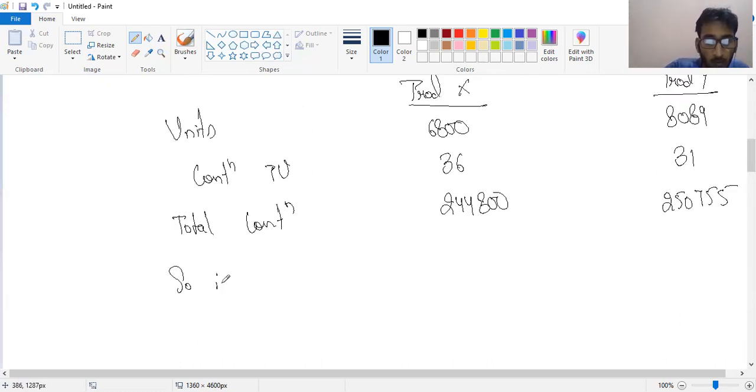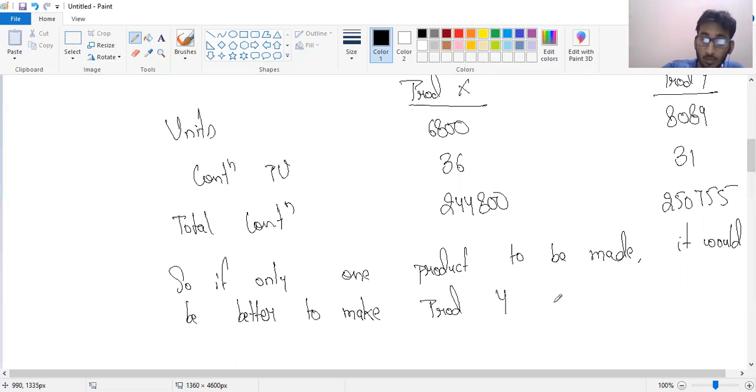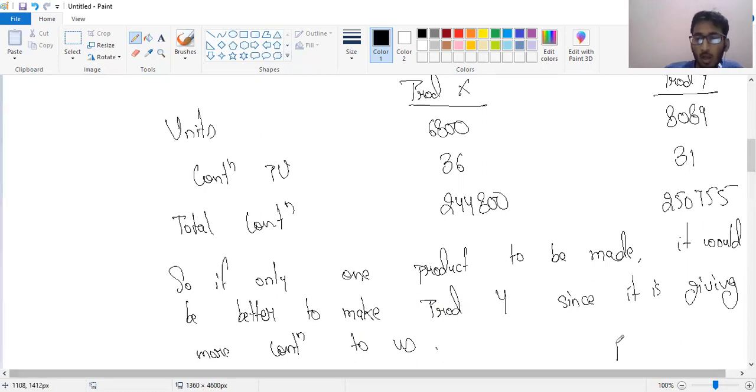So if only one product is to be made, it would be better to make product Y, since it is giving more contribution to us. Answer.